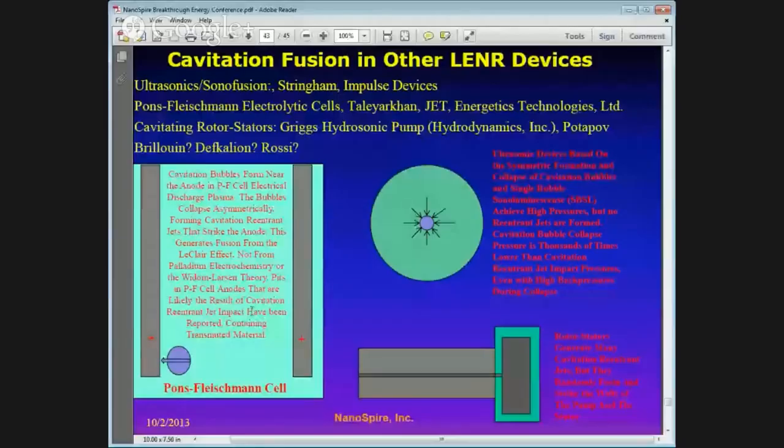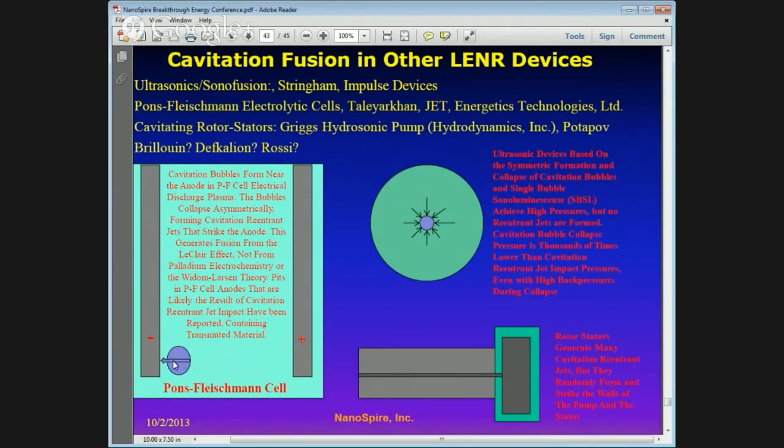If you look at what people are saying as far as Pons-Fleischmann cells, they're claiming the fusion is occurring inside the material. I'm saying that it's happening outside, and that the transmutation and the radiation and the fusion are all occurring right at the surface at the point of impact. So they're saying it's happening from the inside out, and I have complete doubt about that, because you see these pits in the electrodes, and they're full of transmuted material. That didn't happen inside the material; it happened from the outside. And it was from the impact of these jets.